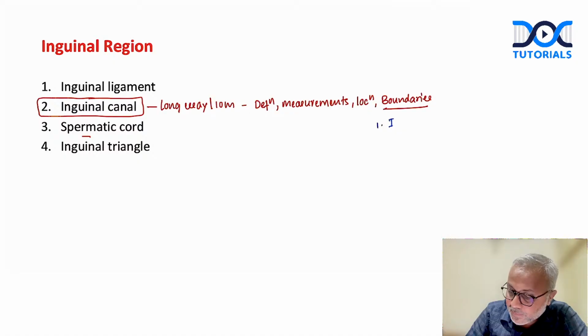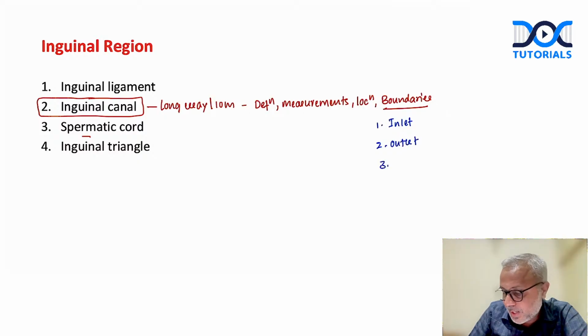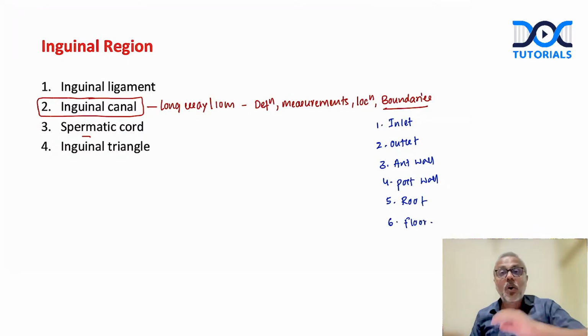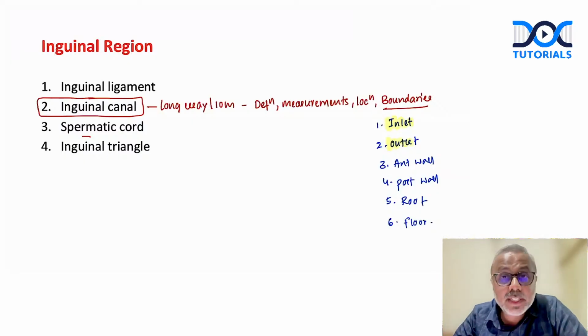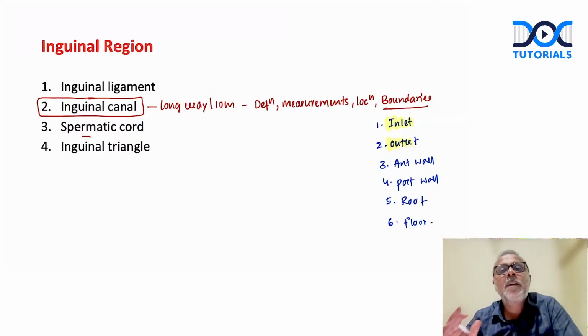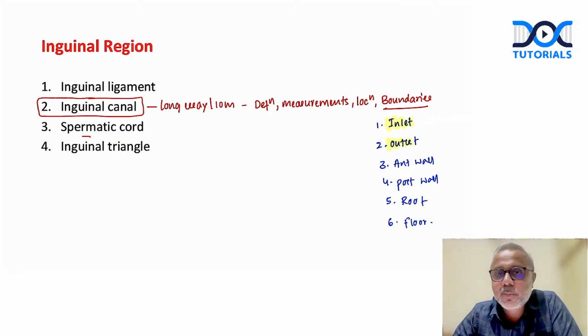So first we need to talk about what is the inlet, then what is the outlet, then what about the anterior wall, then the posterior wall, then the roof, and the floor. What structures form these boundaries? Most often, what students forget to write about is the inlet and the outlet, which are formed respectively by the deep inguinal ring and the superficial inguinal ring.